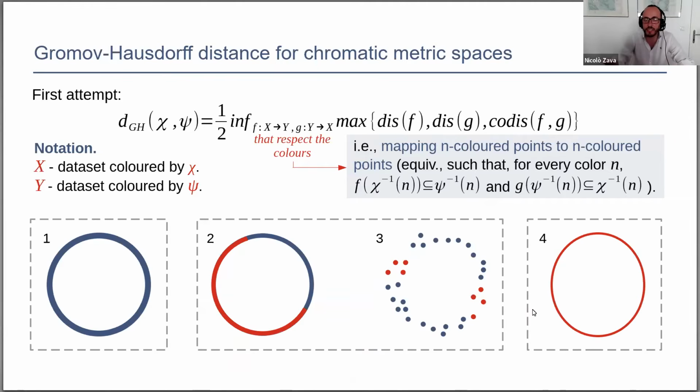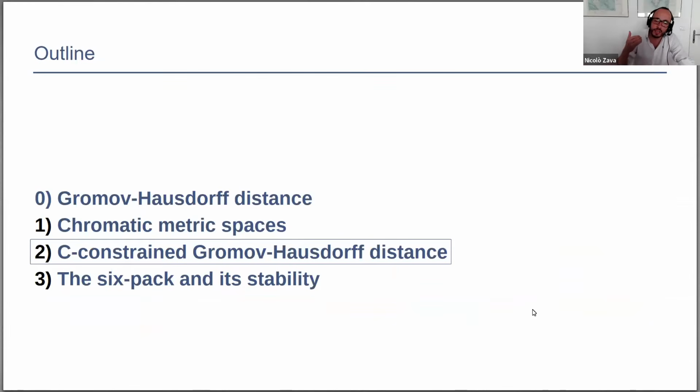This is a more generalized situation. Again, you have immediately infinite Gromov-Hausdorff distance. There are no maps if you don't use the same set of colors. We want to try and do something a bit more general, introducing the C-constrained Gromov-Hausdorff distance.